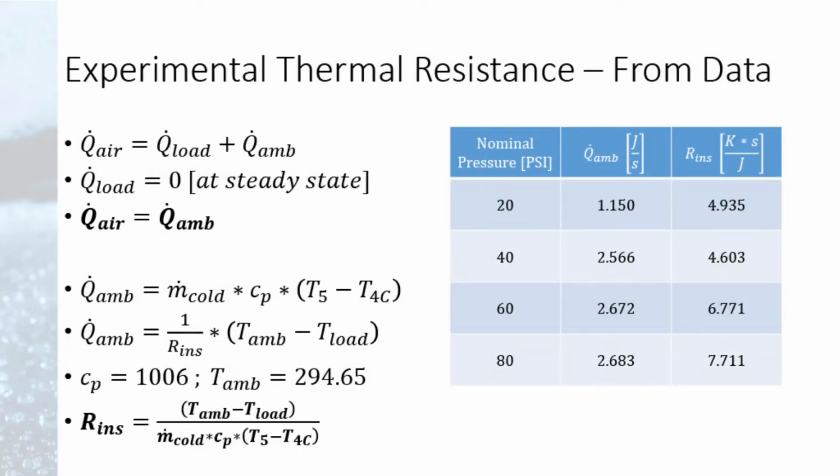Using the data, ambient heat transfer out of the block and the thermal resistance were calculated. As the data was collected in the steady state, there was no Q dot load, and Q dot air was the same as Q dot ambient. The data is presented in the table.